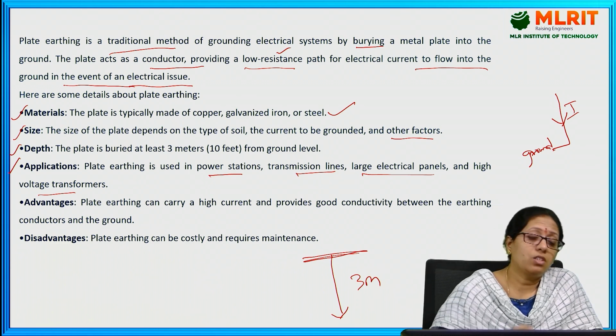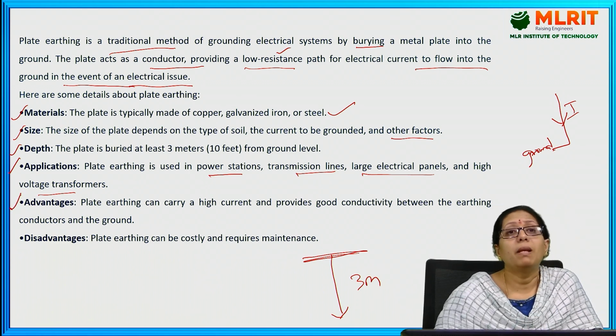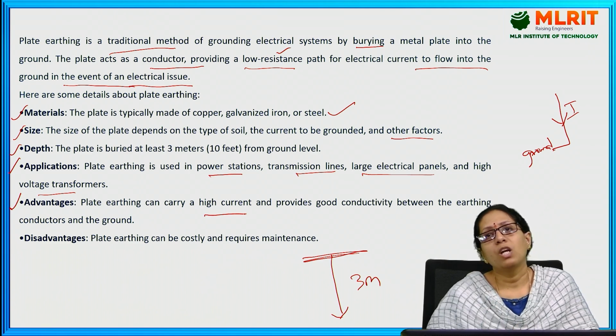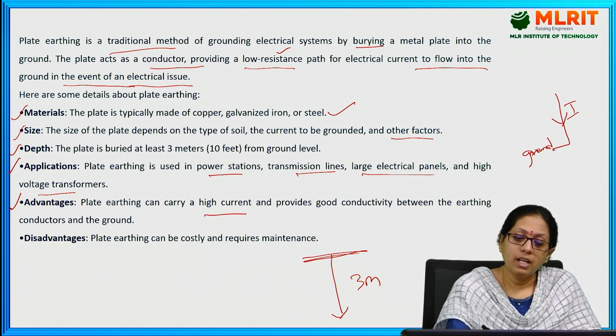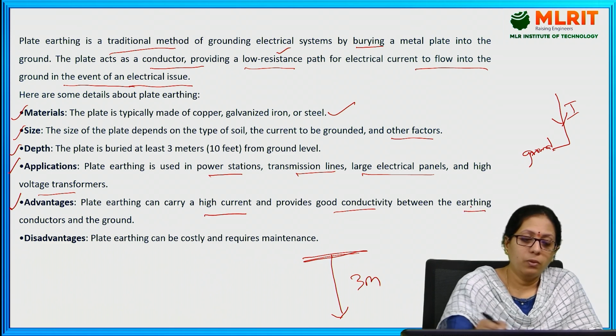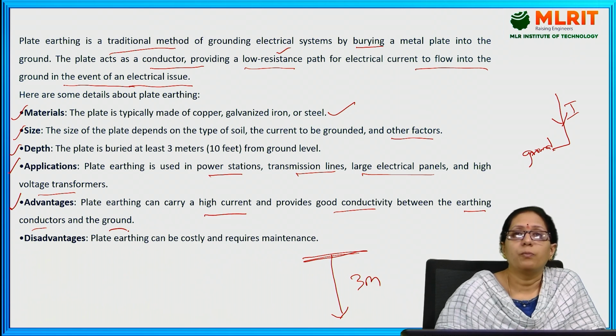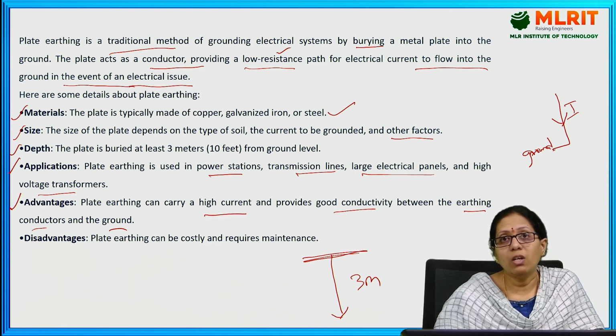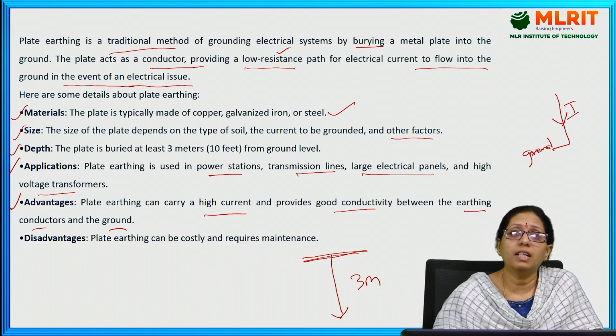What are the advantages of this plate earthing? Plate earthing can carry a high current and provides good conductivity between the earth conductors and the ground. So it is placed between the earth conductor and the ground, and it carries a very good quantity of high current, to protect us from shocks during fault conditions.